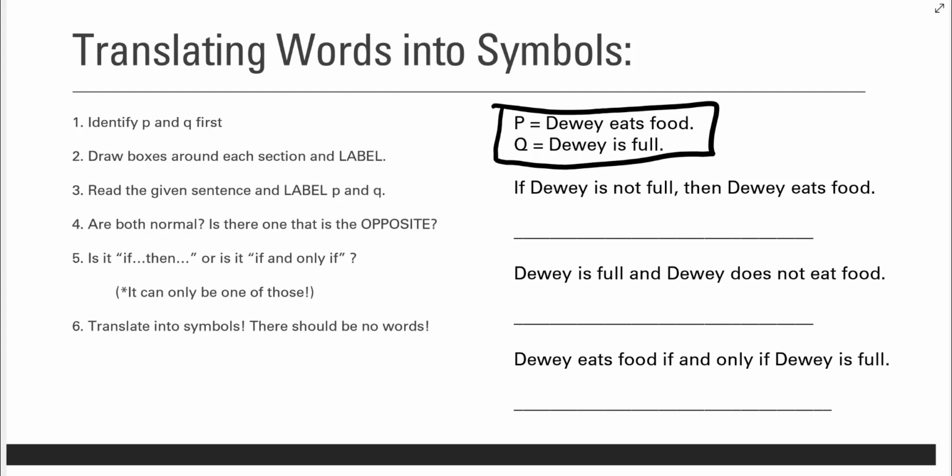So first, I'm going to put a box around Dewey is not full, and then Dewey eats food. Now I have to label. Label means write the name.